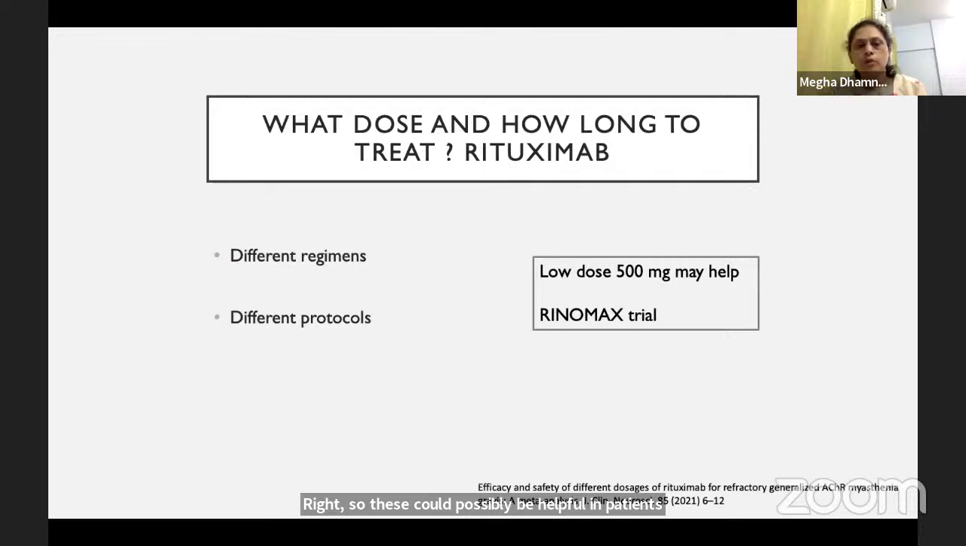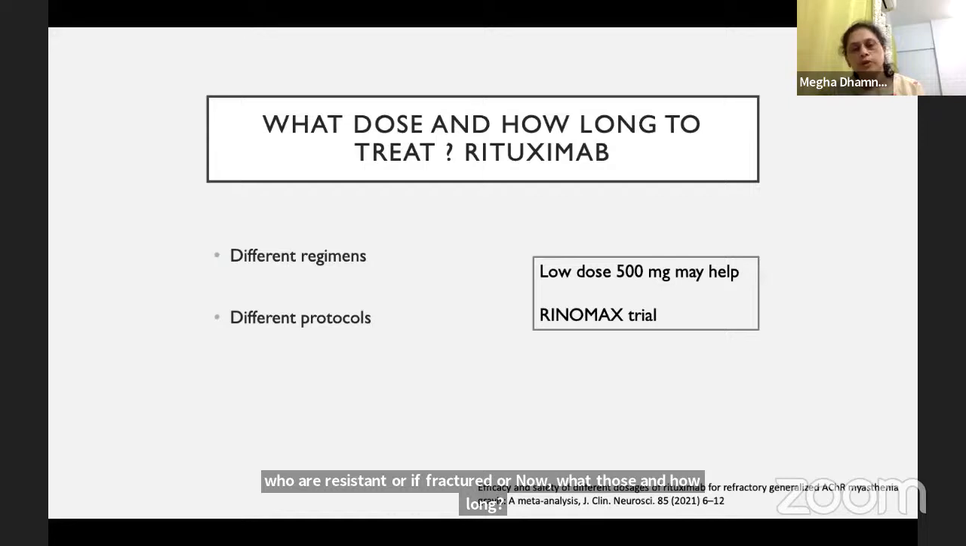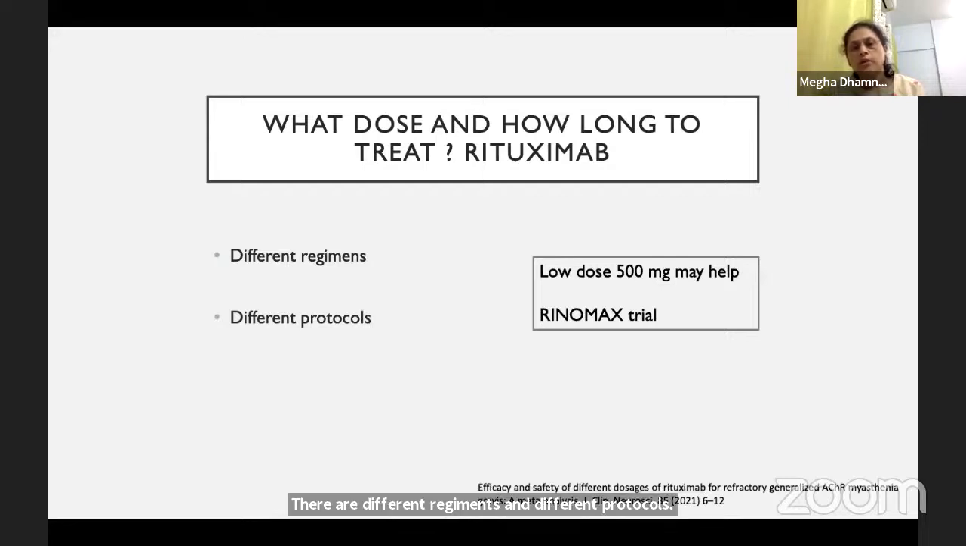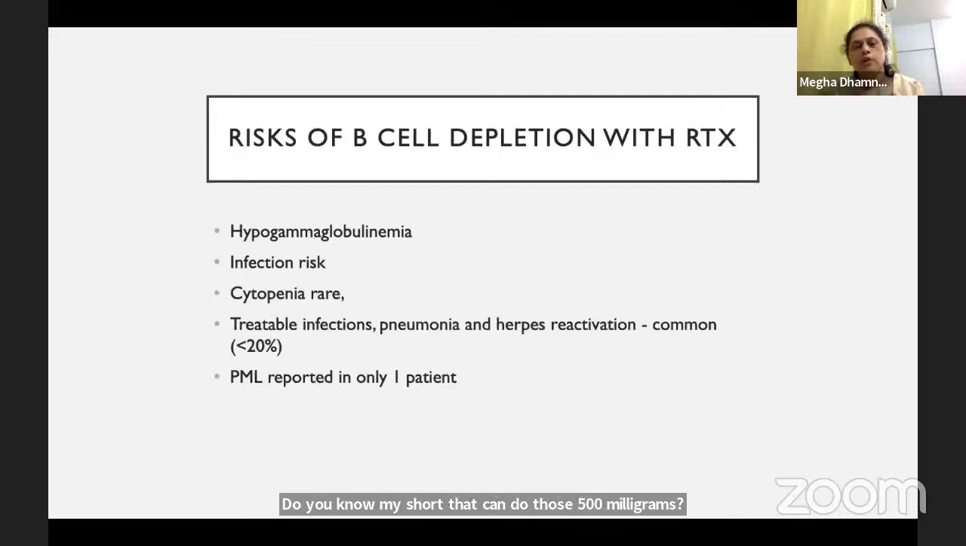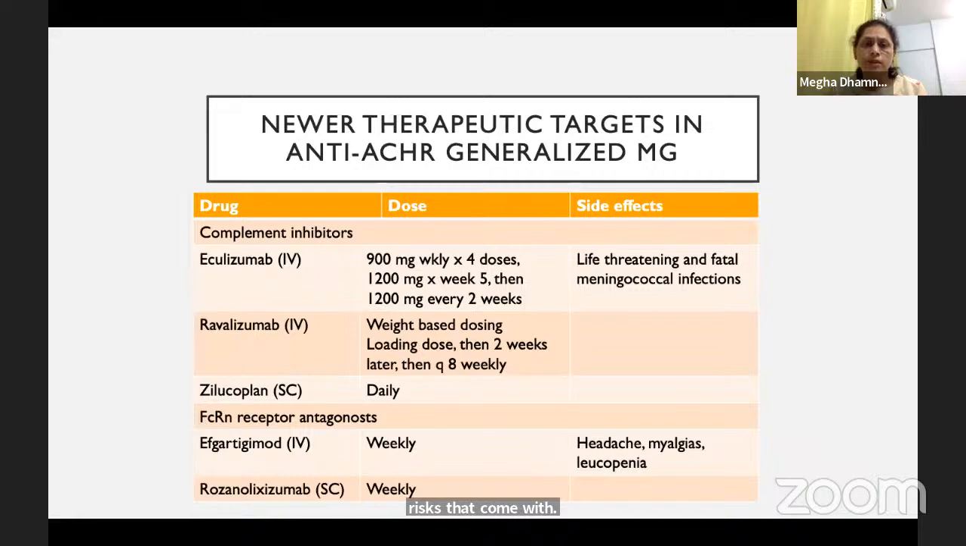Now, what dose and how long? There are different regimens and different protocols. Renomax showed that a low dose 500 milligrams rituximab can help when used early in myasthenia gravis. There are certain risks that come with B cell depletion. Newer therapeutic targets have been approved now in generalized myasthenia gravis, complement inhibitors and FcRn inhibitors.